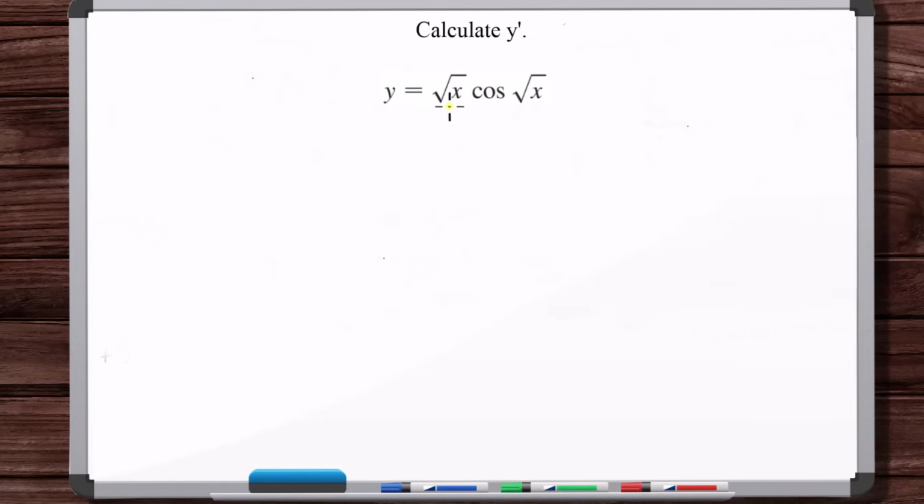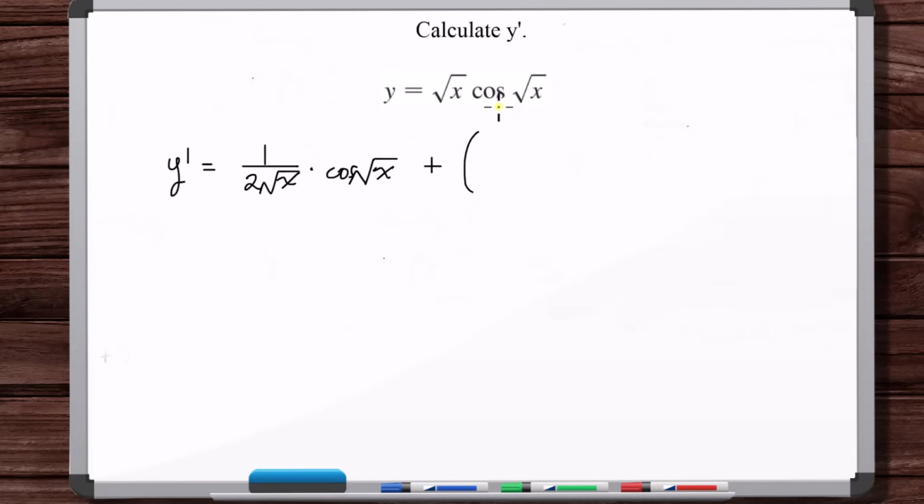Okay, we've got one function of x multiplied by another function of x. We can use the product rule. So the derivative of the first, what is the derivative of the square root of x? It's 1 over 2 root x, times the second, plus the derivative of the second.